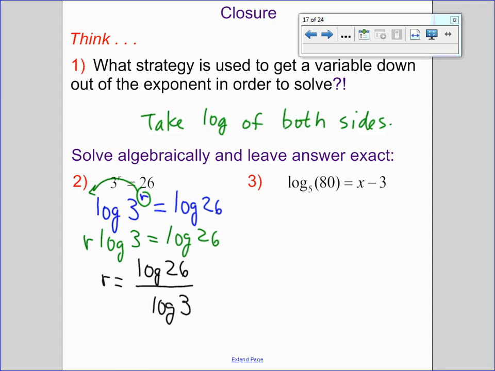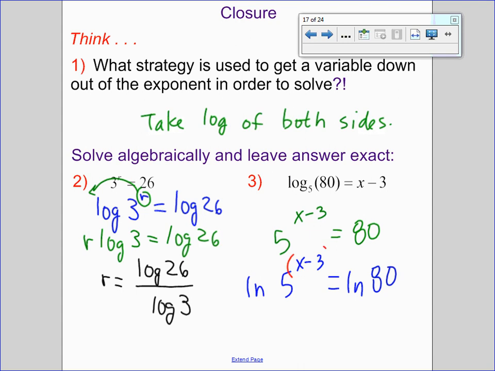One to go. In this case, I've got a single log, right? Log on one side, so I'll go ahead and rewrite in exponential form. So base 5 to the x minus 3 equals 80. And now we've got to do the log. Since we just did log, I'll do ln. We'll bring down, just make sure that you bring down the quantity x minus 3 in front. And I'm going to show that with parentheses.